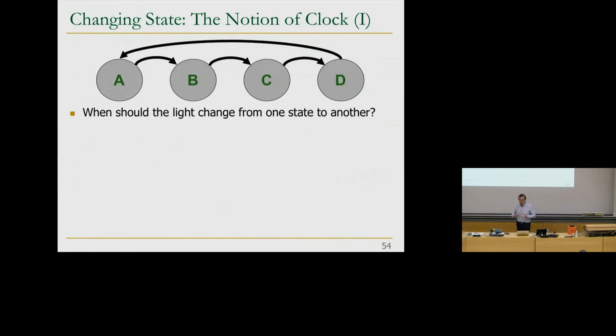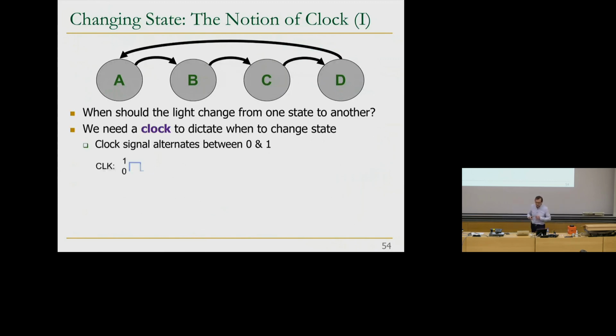So basically, when should the light change from one state to another? We need a clock to dictate when to change state. Well, clock indicates time. Essentially, this clock also indicates some sort of time. A clock is a signal that's generated by something on your chip, and it alternates between 0 and 1. It looks like this, basically.